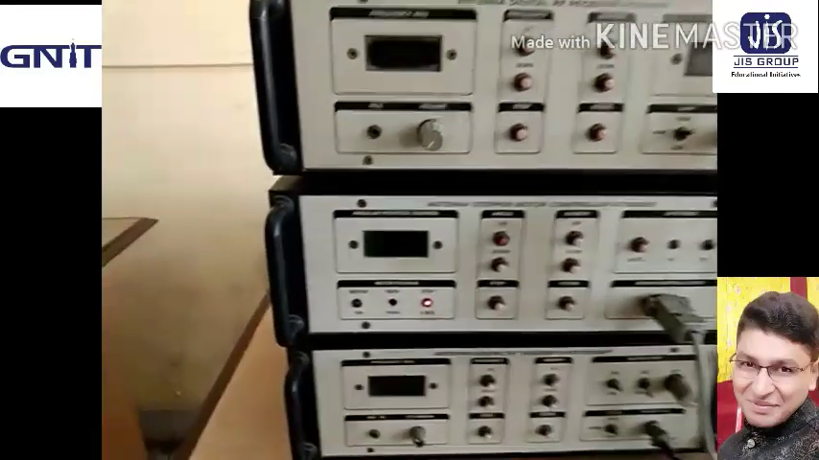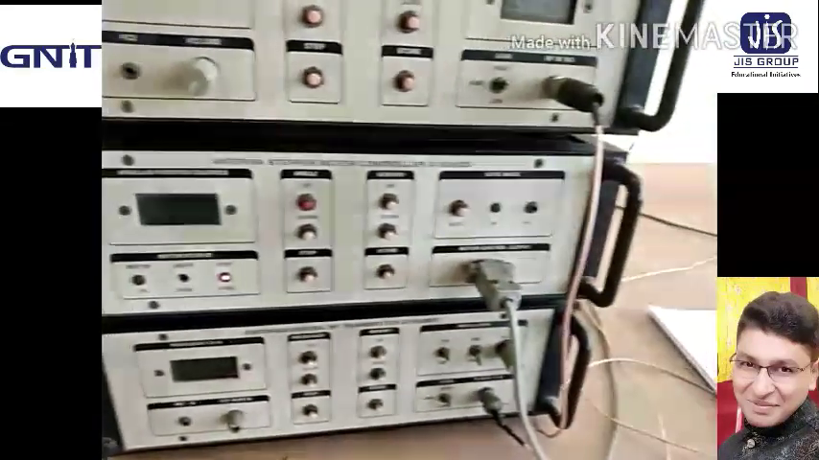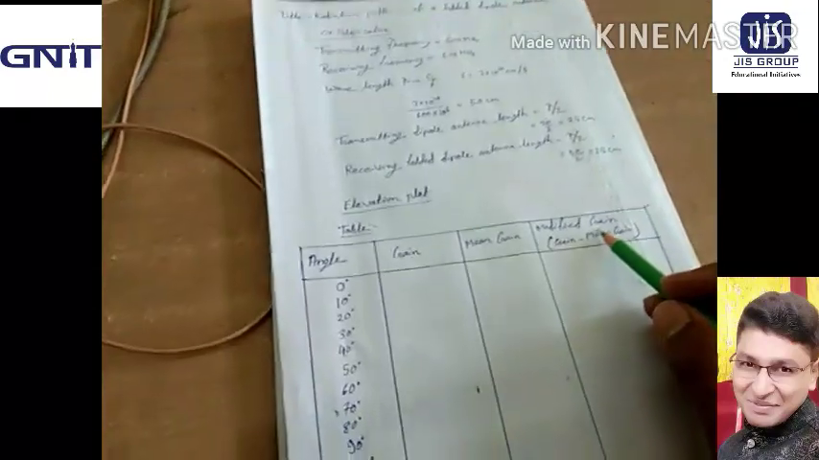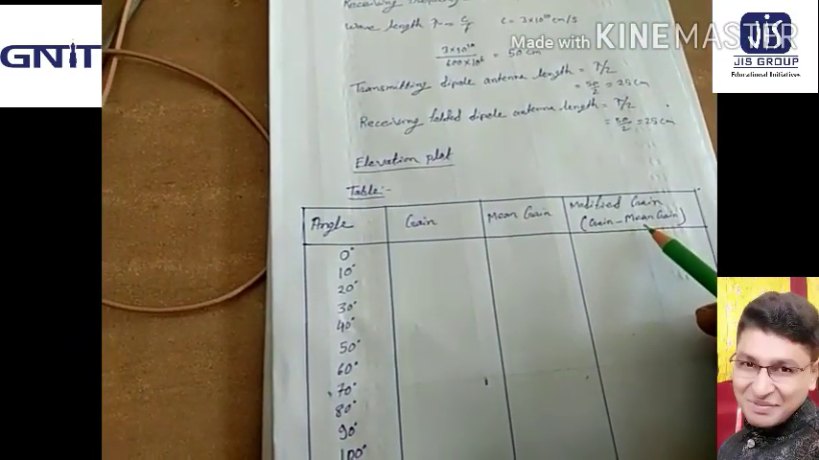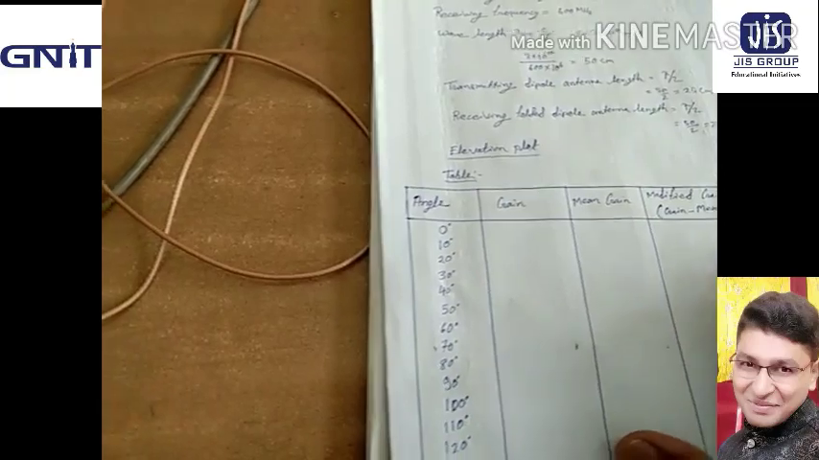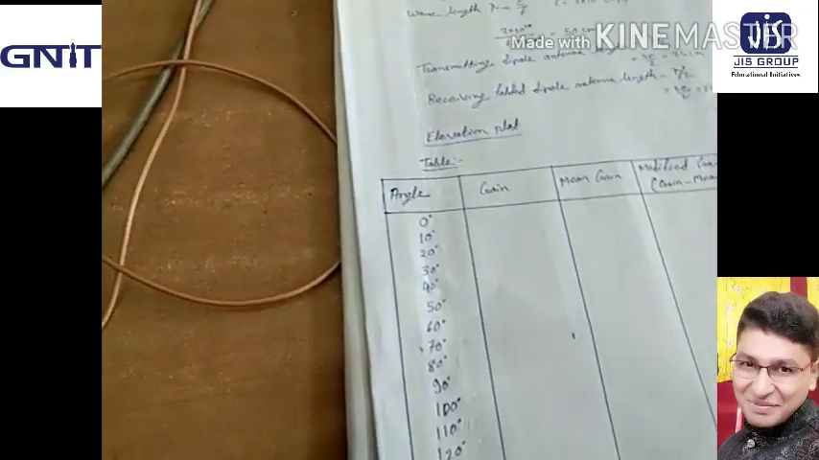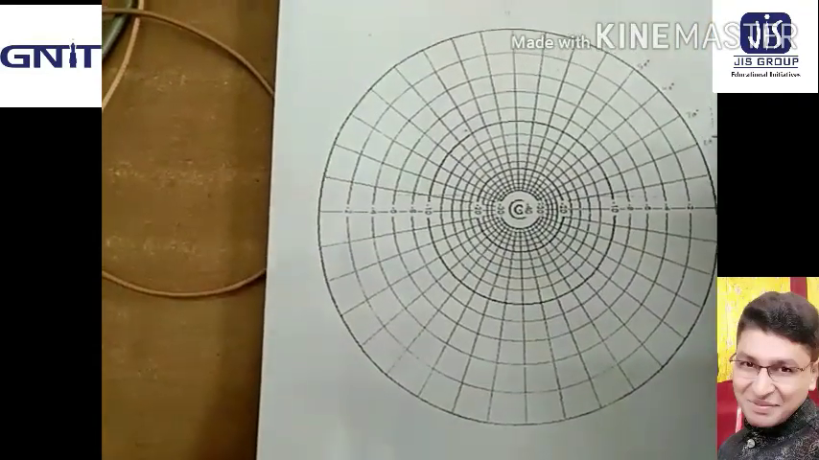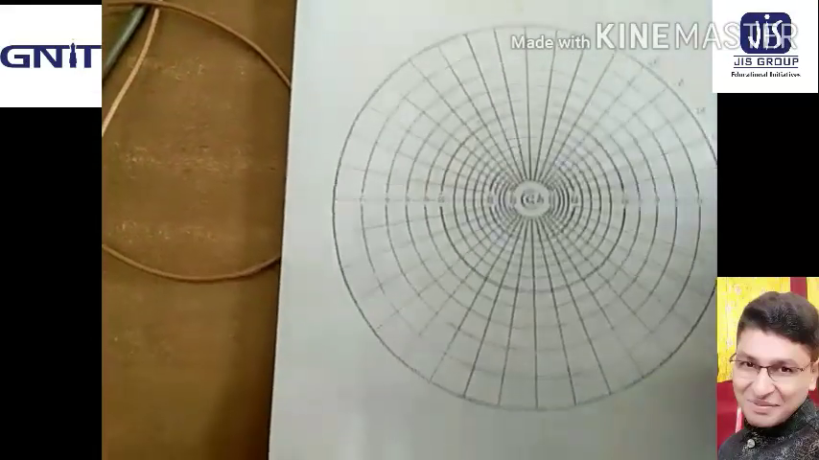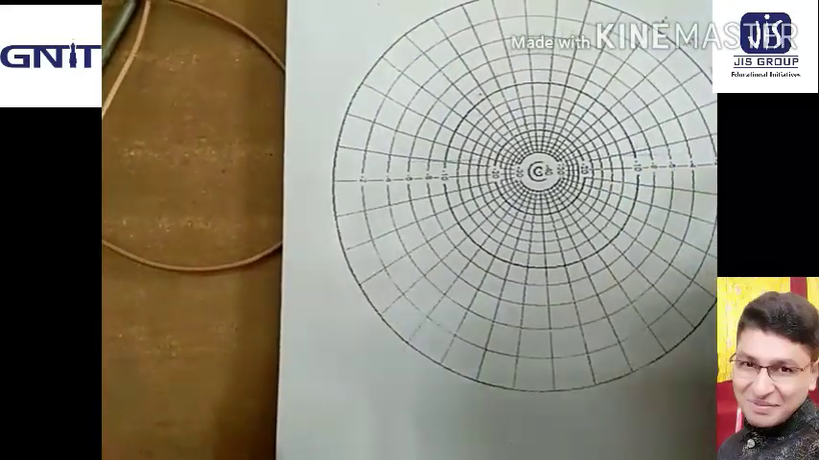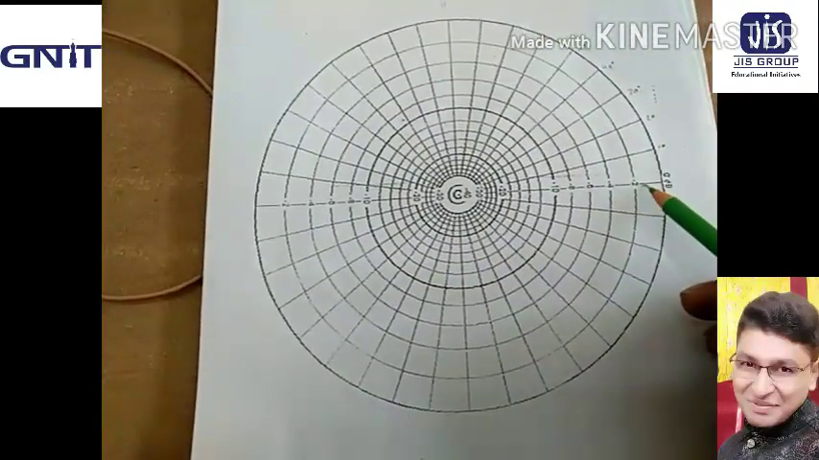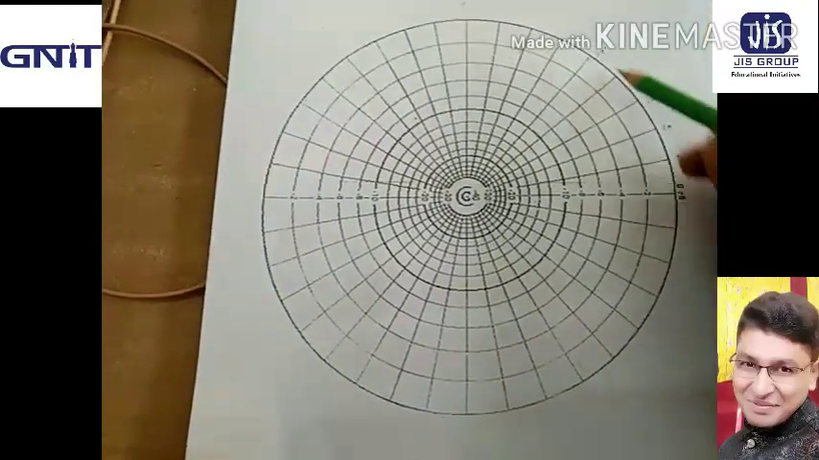Now this angle is 0 degree. This table has angle, gain, mean gain and modified gain. Modified gain is equal to gain minus mean gain. This is the polar graph. This is angle 0, 10, 20, 30, 40, 60, and this portion is gain. Gain means modified gain. This portion is modified gain and this portion is angle.